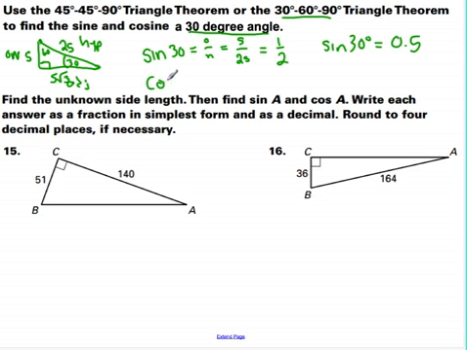Next we'll talk about the cosine of 30 degrees. Cosine is always the adjacent over the hypotenuse. The adjacent side here is s times the square root of 3, over 2s. The s's will cancel and we'll basically have the square root of 3 over 2. And that is the exact answer of what you get back in your calculator.